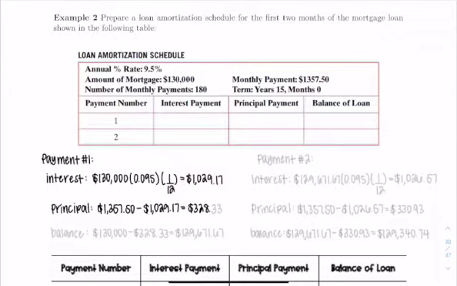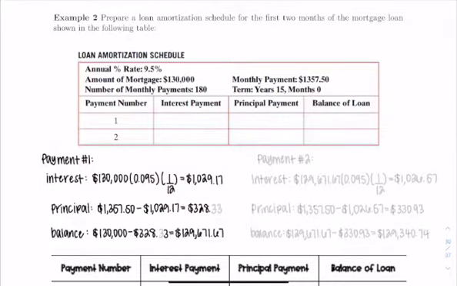And so the next step is the balance of the loan. We take whatever our original loan amount is for this month, which is our $130,000, and we subtract the amount of the principal we're paying, which is $328.33. And so that means that the balance of my loan after one payment is now $129,671.67.